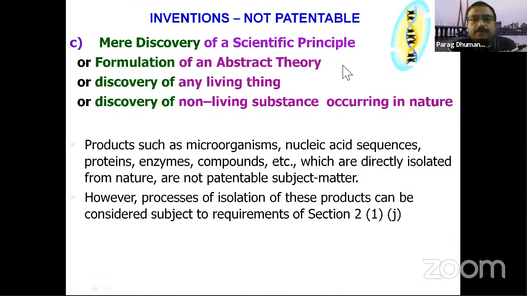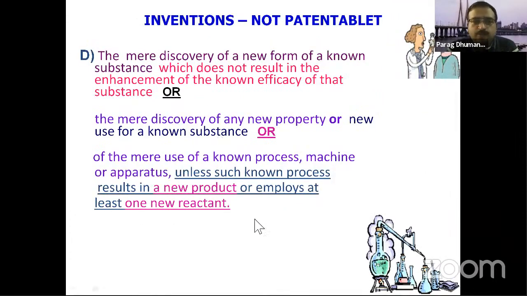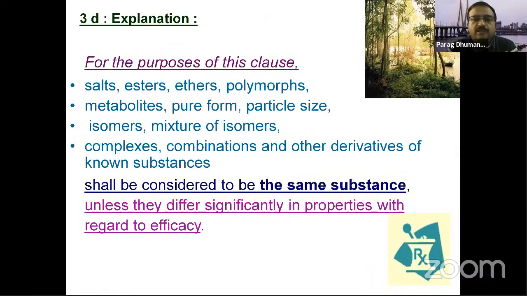A mere discovery, that is a formulation discovery or a mere scientific discovery, will not be patentable because we know that these microorganisms, nucleic acids, already exist, we just discover them. You don't invent anything new, you just bring it to the public that they exist. They are not patentable. Then a new form of a substance, that is isomers and all that, is not patentable, but it can be patented if you are able to show that the new form is significantly more effective, or significantly more safe, then you can always patent it.